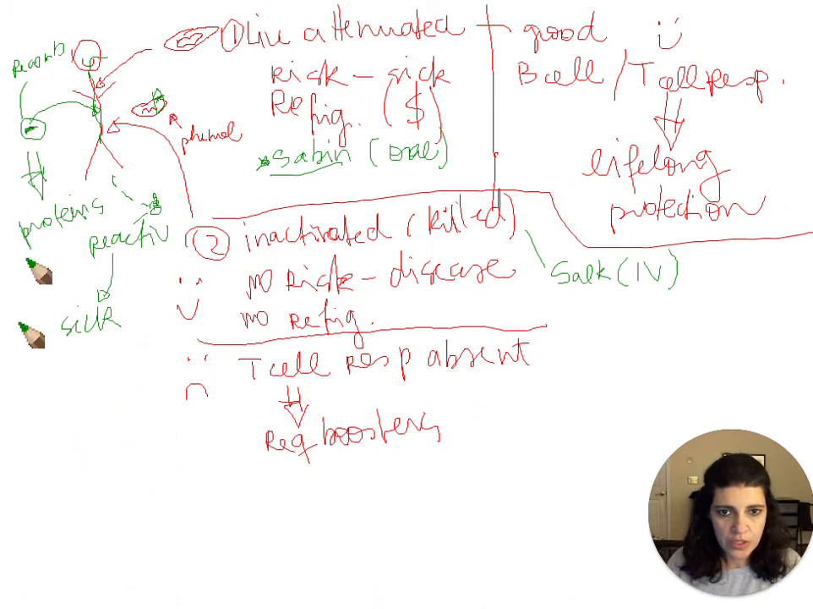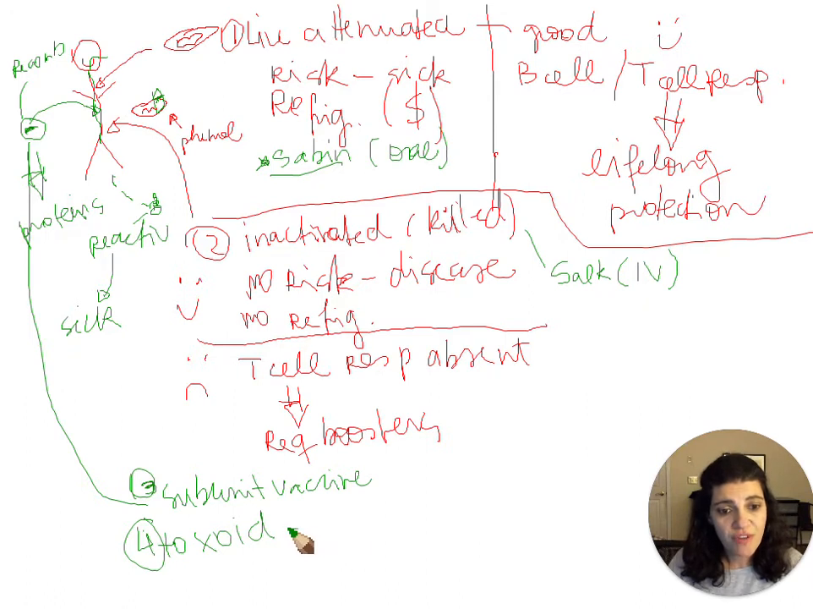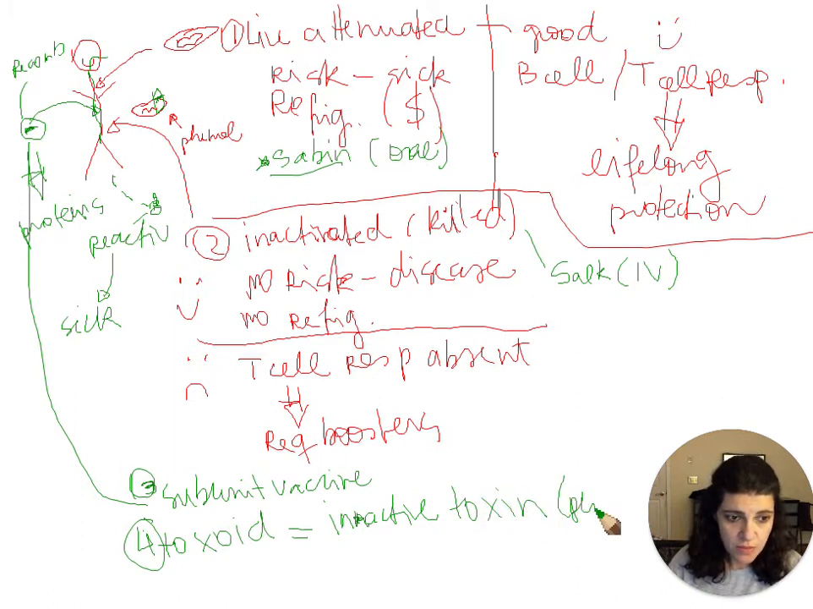So let's write another one here. So this was the subunit type vaccine. Toxoid vaccine. So this was number 3, and now we have number 4. Toxoid vaccine. A toxoid is an inactivated toxin. So they inactivate the toxins, which are proteins, and inject this into the person as a vaccine.